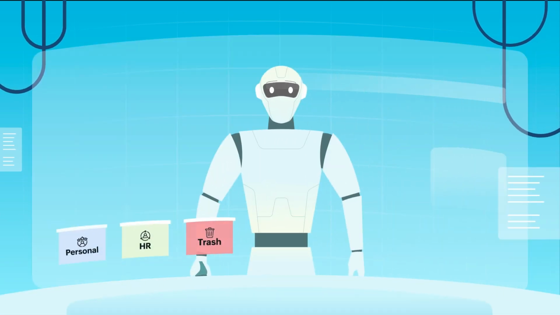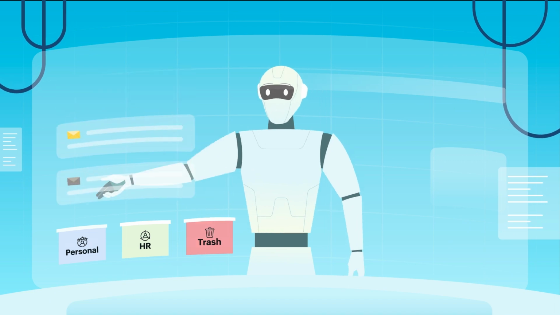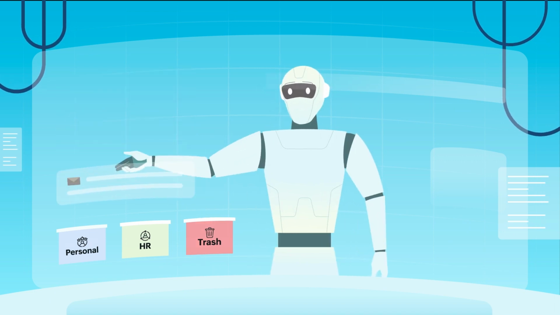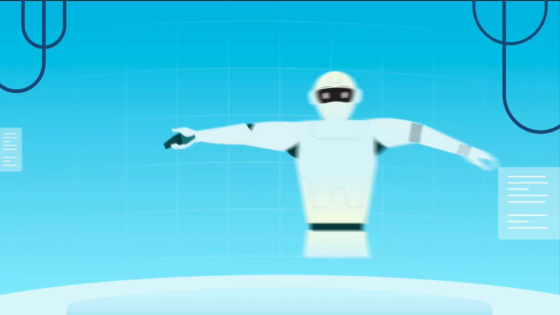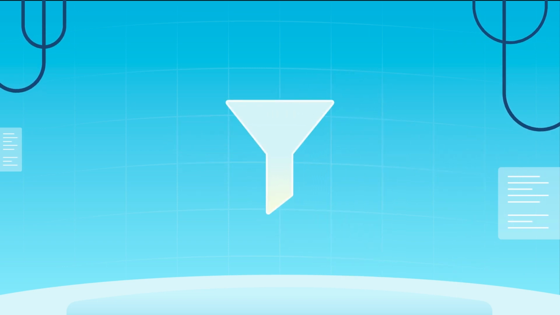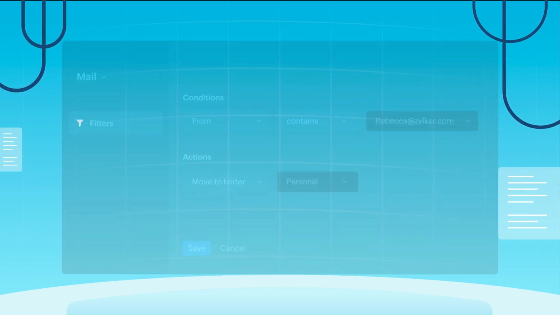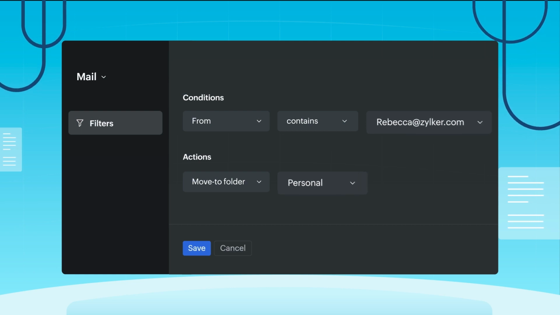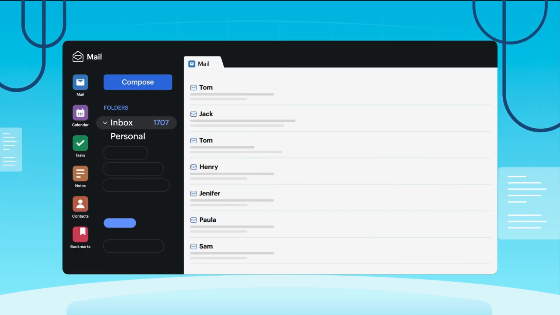Would you like to have a digital personal assistant that knows exactly where to put each email? For instance, if you get emails from a specific sender, this filter can automatically send them to a designated folder. It's like having a place for everything, so your inbox stays clutter-free.